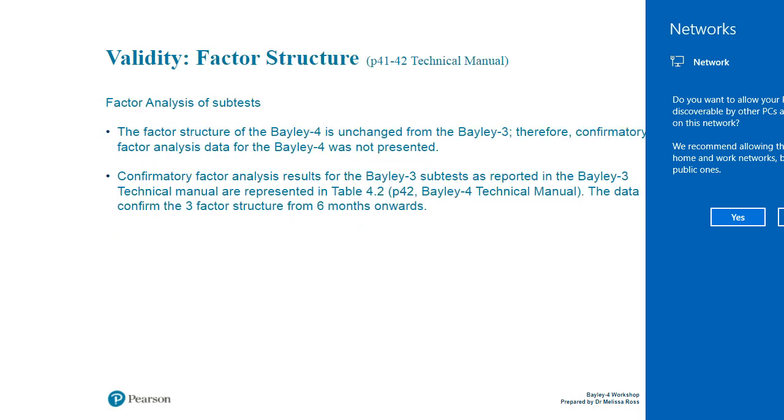Factor structure was determined by statistical analysis during the Bayley-3. A three-factor structure was determined from 6 months of age and consisted of language, motor, and cognition. The Bayley-4 has the same three-factor structure in order to look at child development and determine specific areas of strength and weakness. A two-factor structure was noted under 6 months, consisting of motor as one factor and language and cognition combined as the second factor.